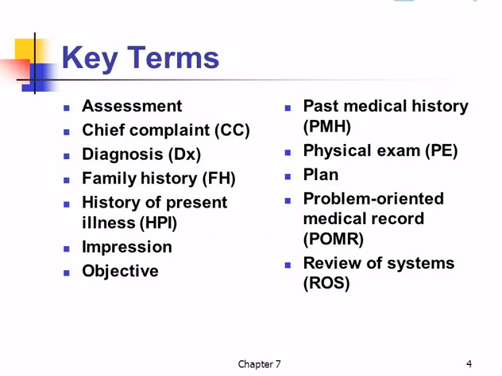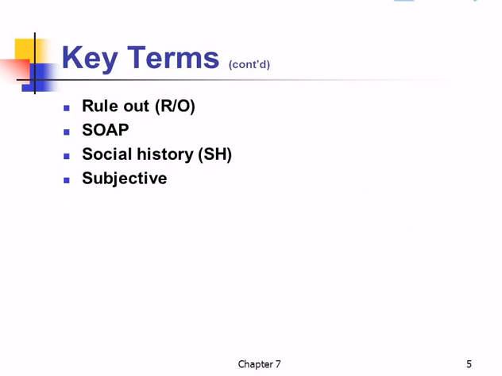Chapter 7. Key terms: assessment, chief complaint, CC, diagnosis, DX. Family history, FH. History of present illness, HPI. Impression. Objective. Past medical history, PMH. Physical exam, PE. Plan. Problem-oriented medical record, POMR. Review of systems, ROS. Key terms: content, rule-out, RO, SOAP, social history, SH, subjective.